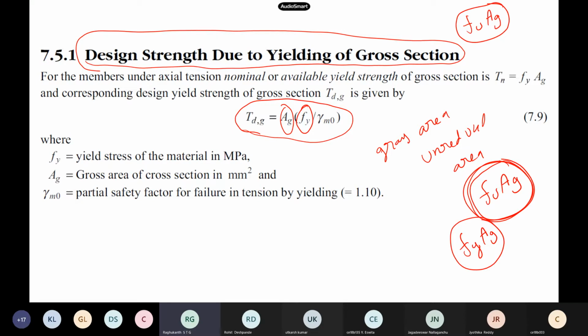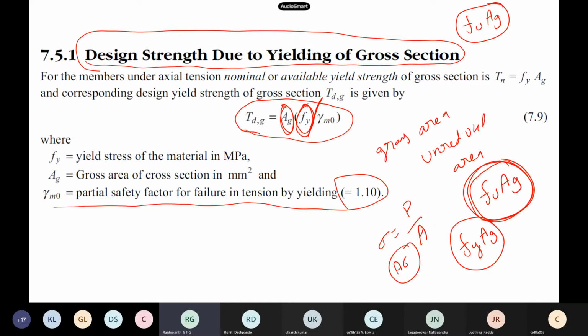The formula is very simple, right? Stress sigma is equal to P by A, so P is A times sigma. So this is Ag times the yield strength, and of course you have a factor of safety. This is available in the code, and the safety factor from the table is 1.1. This is how we calculate the design strength due to yielding of the cross section.